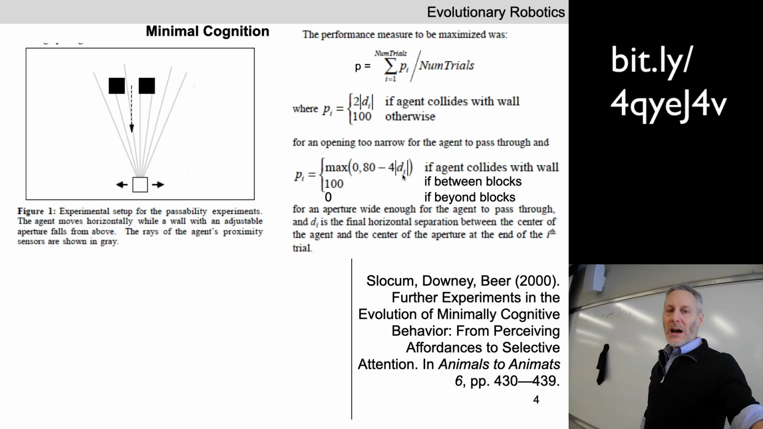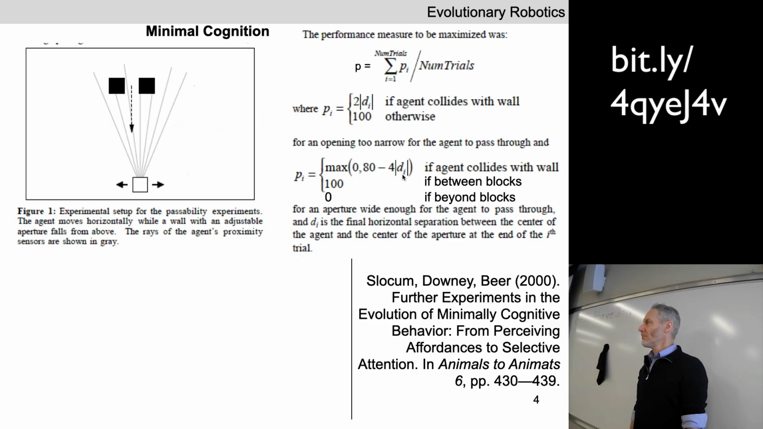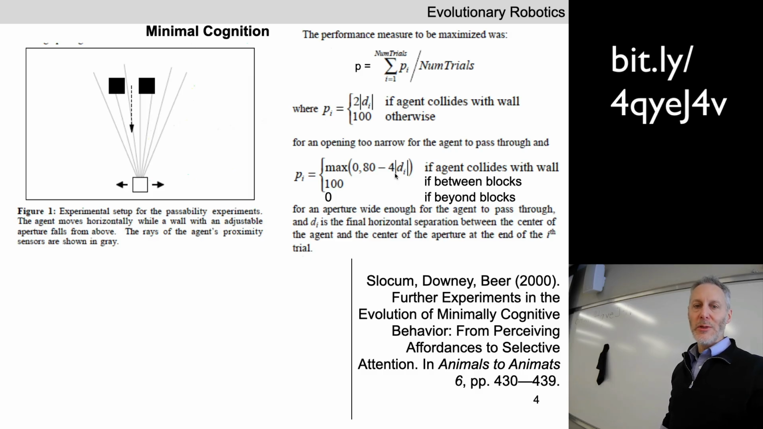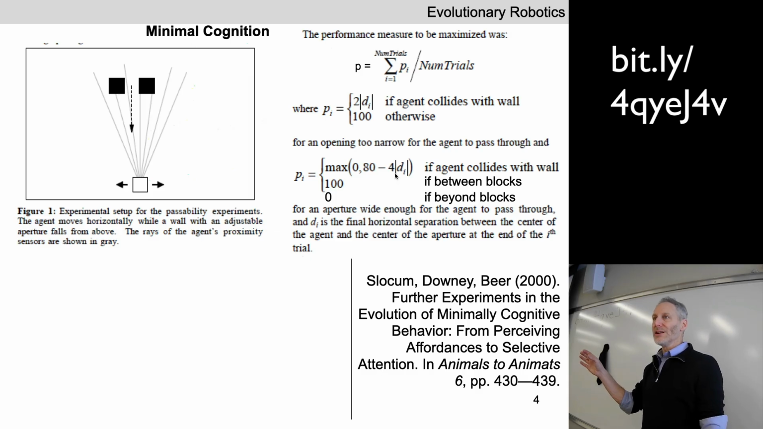What if d sub I is 0? What does that mean, and what does the robot get in terms of p sub I in this case? The gap is wide enough for the agent to pass through. It gets 80. Yeah, that's right. So it's doing the right thing, but it got hit by the wall a little bit.